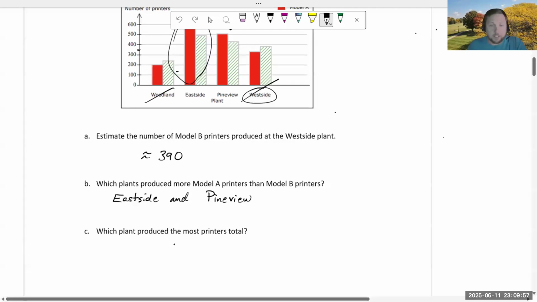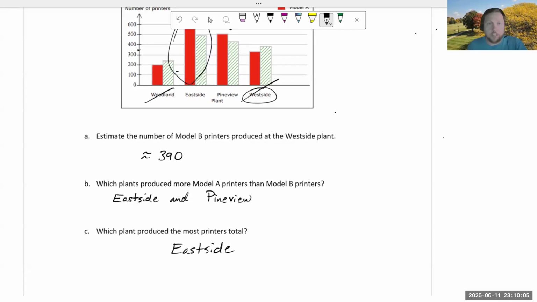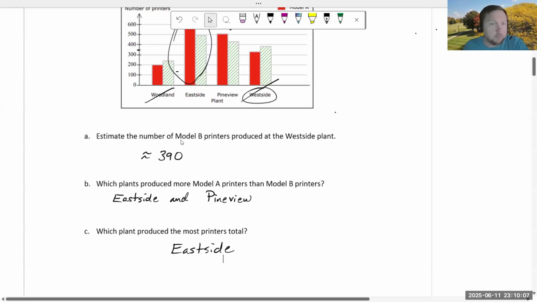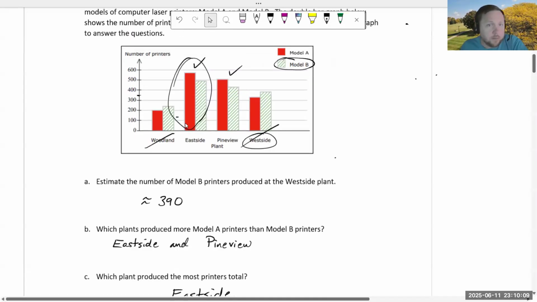It didn't ask how many, it just said which plant. So it's just the East Side plant. I didn't actually figure out how many. The only time I had to estimate anything was on that first question.